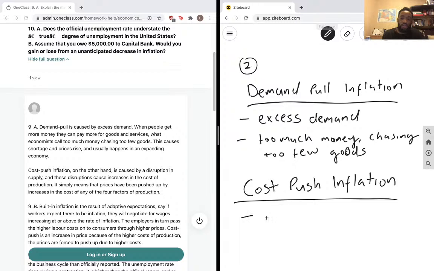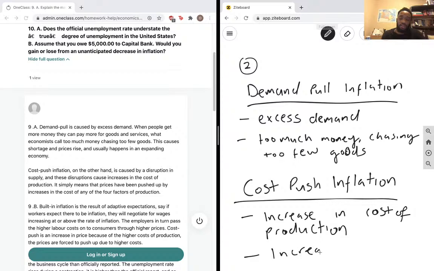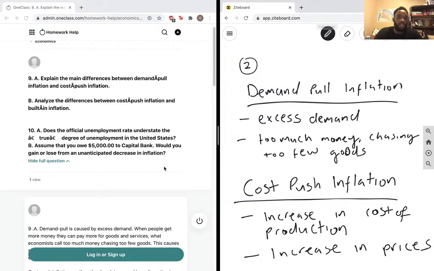Basically, when there's an increase in cost of production, it leads to an increase in prices, which is inflation. So that answers the first part of this question.